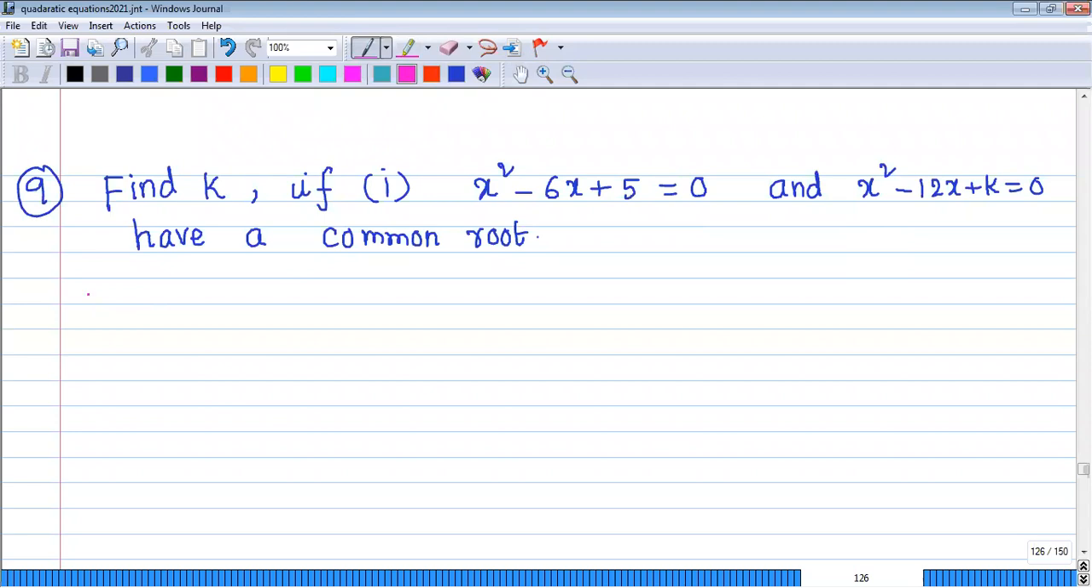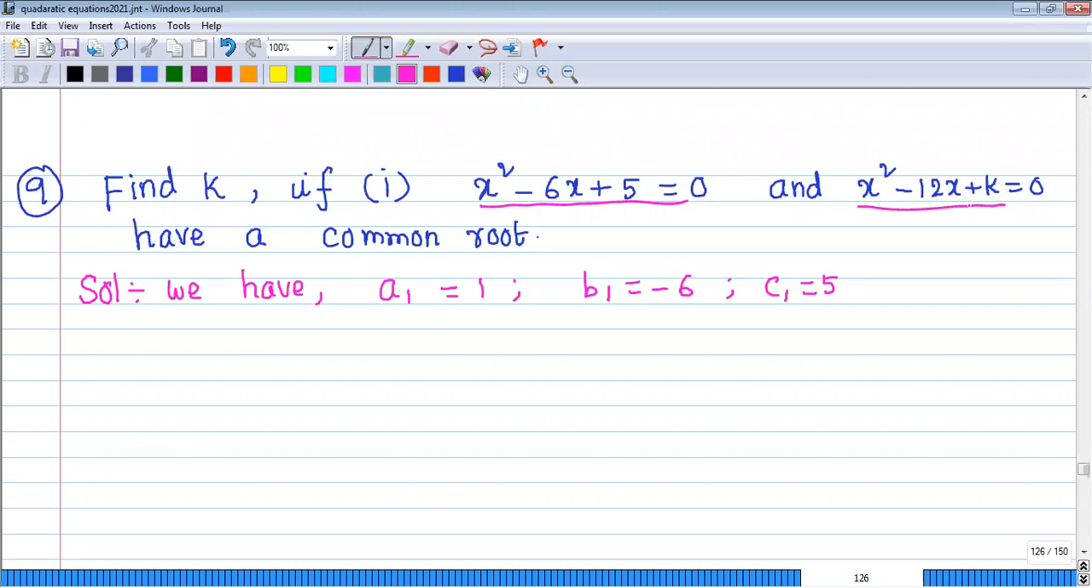Okay. First, comparing these two equations, we have a1 is equal to 1, b1 is equal to -6, c1 is equal to 5. From the second quadratic equation, a2 equals 1, b2 equals -12, and c2 is equal to k. They are called monic quadratic equations because the coefficient of x square is unity.